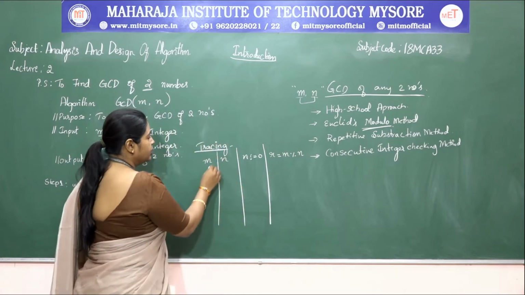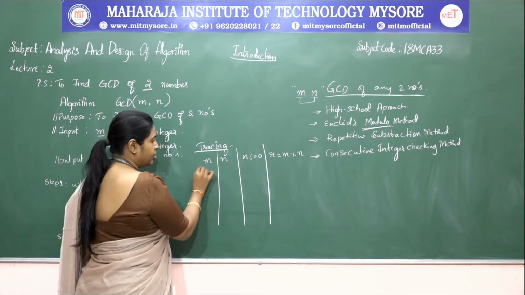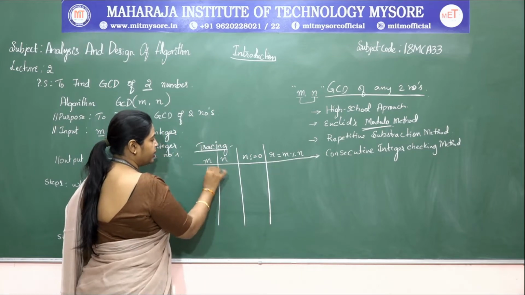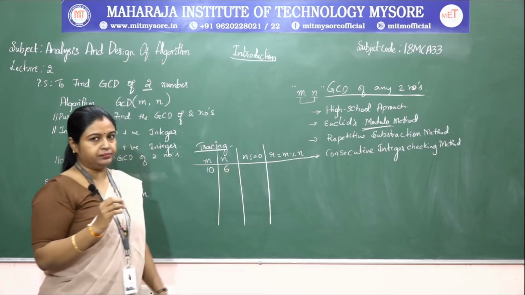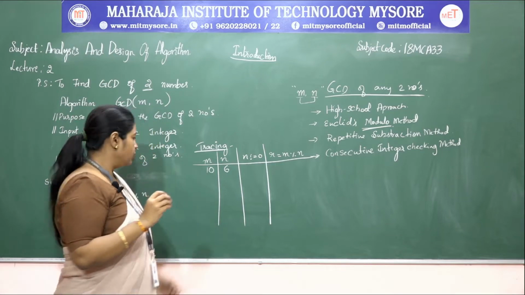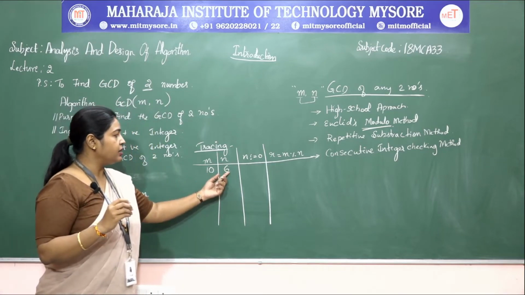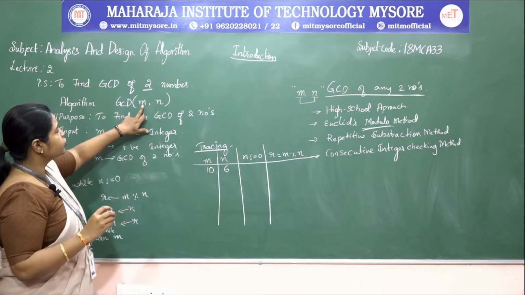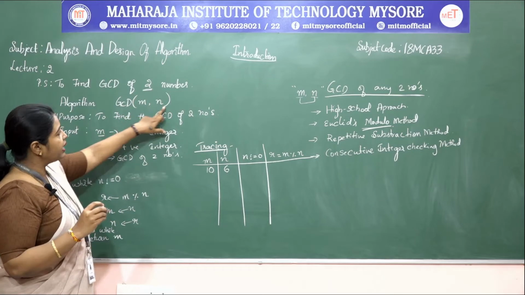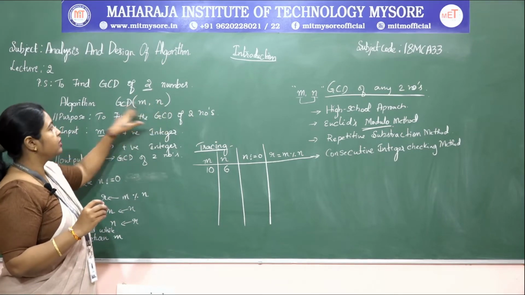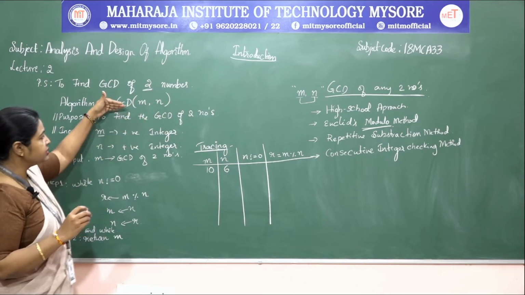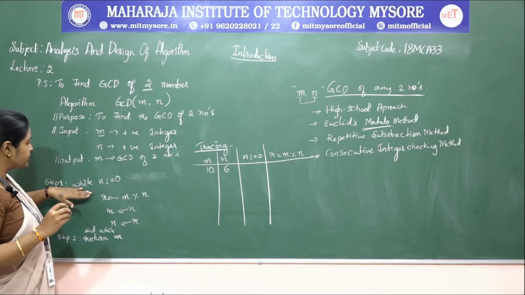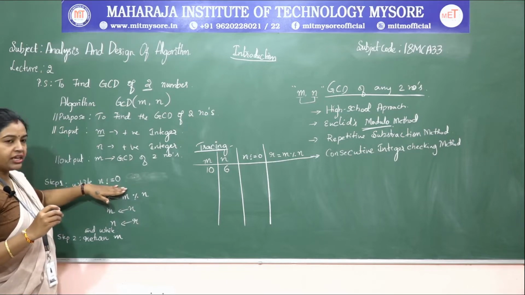Now let me take an example and give values. Let m be 10 and n be 6. That is, I am calling the function GCD with m value 10 and n value 6. Once it executes, it is going to invoke this line. What is this line? While n is not equal to 0.